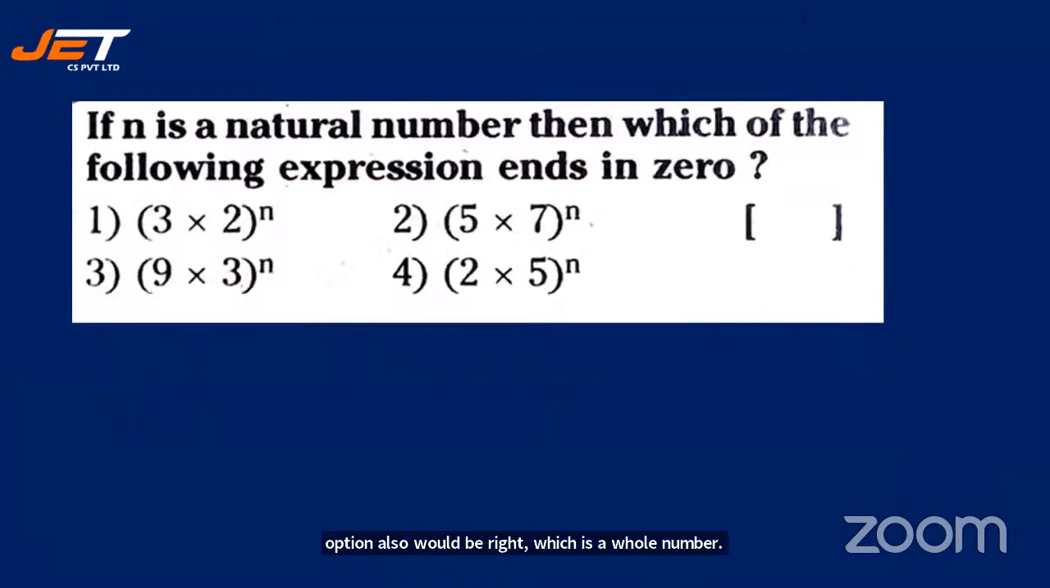If n is a natural number, then which of the following expression ends in 0? Option 1, 3 into 2 to the power n. Option 2, 5 into 7 to the power n. Option 3, 9 into 3 to the power n. Option 4, 2 into 5 to the power n. Give me your answers. 45.